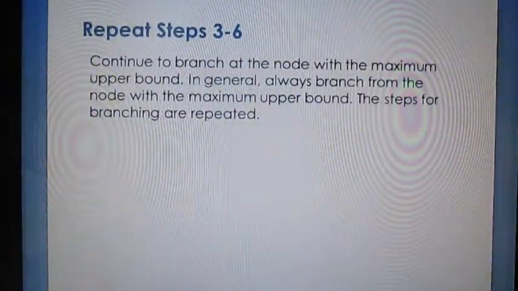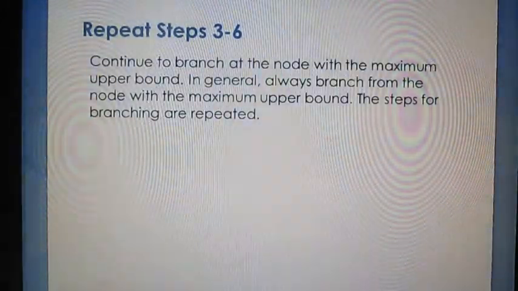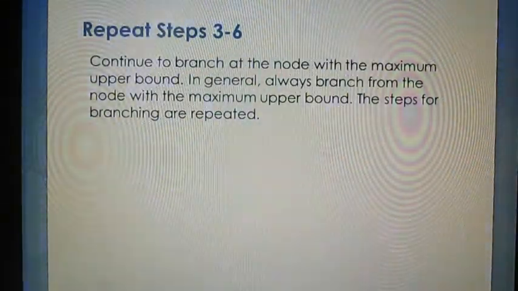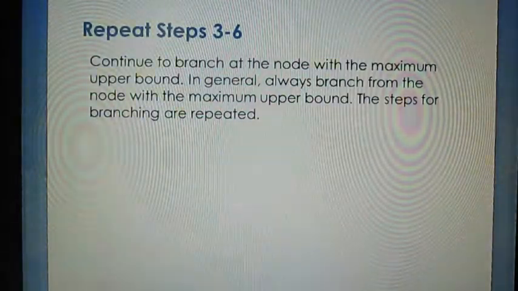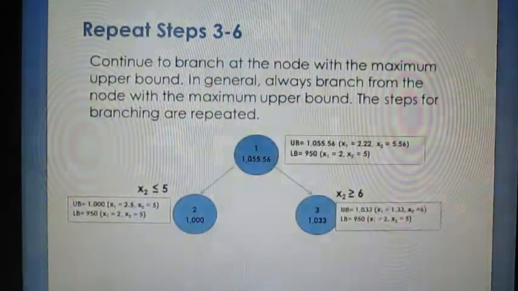Continue to branch at the node with the maximum upper bound. In general, always branch from the node with the maximum upper bound. The steps for branching are repeated.